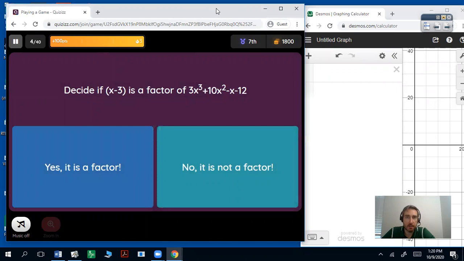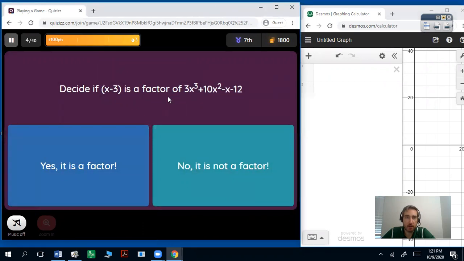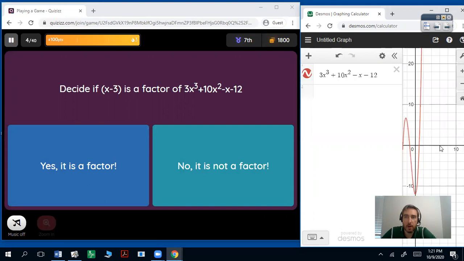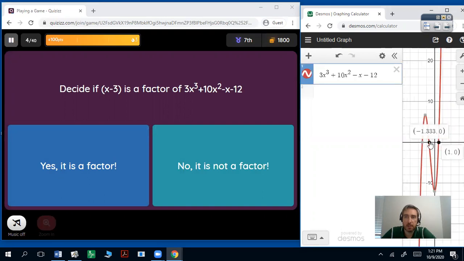All right, decide if x minus 3 is a factor of 3x cubed plus 10x squared minus x plus 12. There's a couple ways you can do that. One way, method 1, is to graph the function and look at where it crosses the x-axis. It crosses the x-axis at -3, -1.333, and 1. And so these factors would be x plus 3, x plus 1.333, and x minus 1.